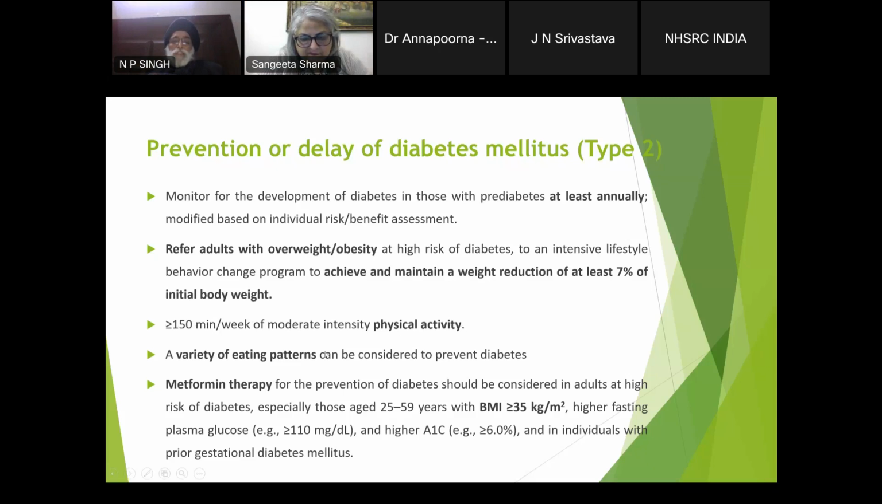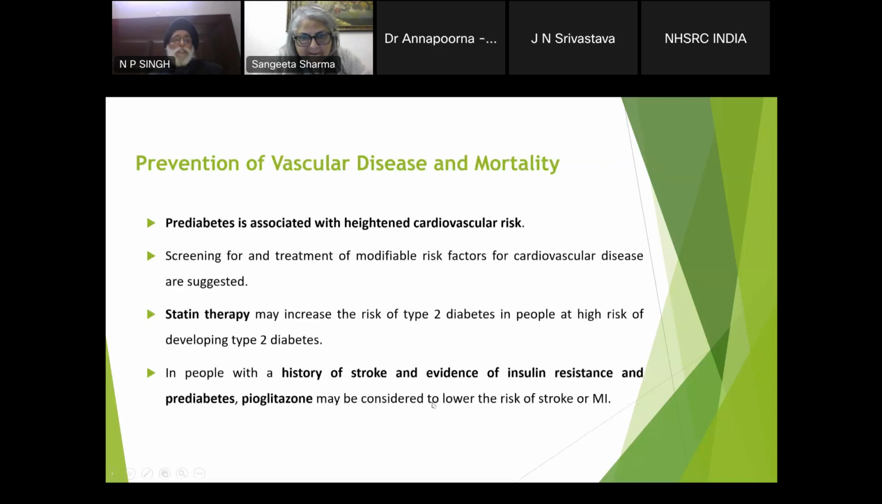Of course, we need to evolve. Nowadays there's a fashion of so-called intermittent fasting and other things. But more important is that the quality of food and the quantity which you eat are very important. There have been some studies which have shown that metformin therapy may also help in preventing diabetes.